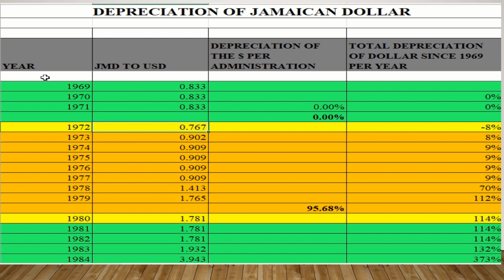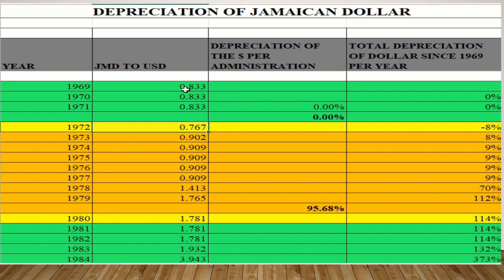Now, let's back up. Jamaica gained independence in 1962. However, the Jamaican dollar wasn't launched until 1969. Prior to 1969, Jamaica used the pound sterling. So when the Jamaican dollar was launched in 1969, it was valued at 0.833 US dollar. In other words, 1 US dollar could only buy 0.833 Jamaican dollar. So 0.833 Jamaican dollar equaled 1 US dollar, right?